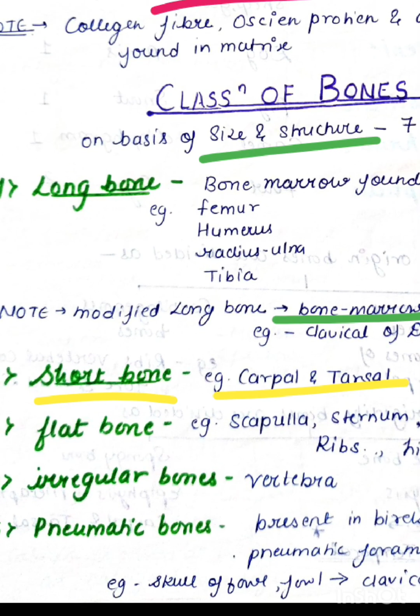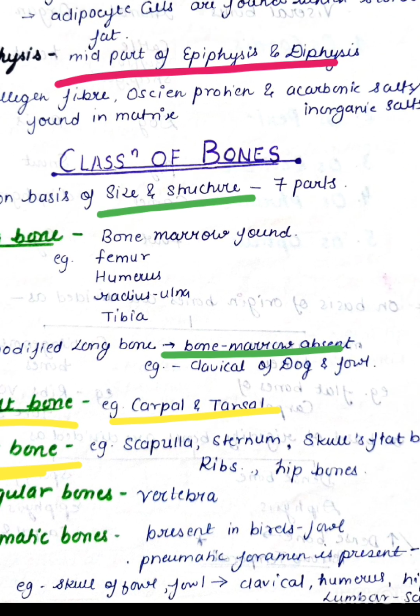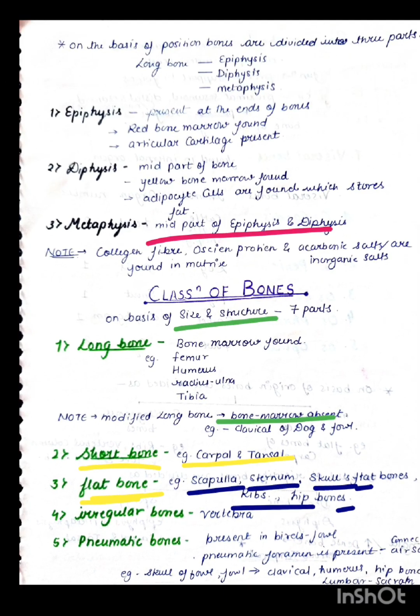So let us study the flat bones. These flat bones include the scapula, sternum, skull flat bones, ribs and hip bones. These flat bones are the bones which are flattened in nature. They do not have any particular structures. These are actually flat, so they are known as flat bones.